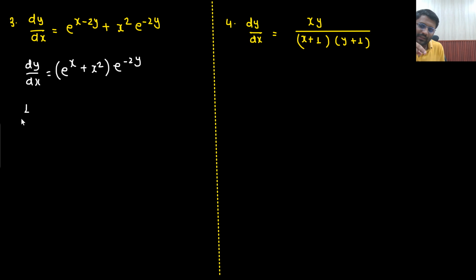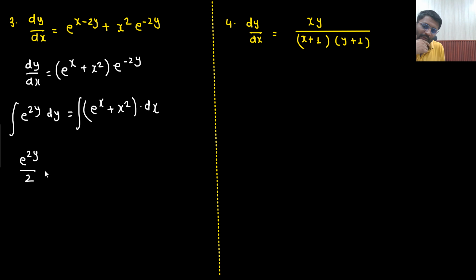Let's take this e to the power 2y downward. dy equals e to the power x plus x square dot dx. Now this is 1 by e to the power 2y, 1 by e to the power minus 2y. It could be written as e to the power 2y dy. Say yes or no. Now on both sides, I will integrate. Can I do the integration? e to the power 2y by 2. What is the integration of e to the power x? That is e to the power x only. What is the integration of x square? That will be x cube by 3 plus c. That's it.